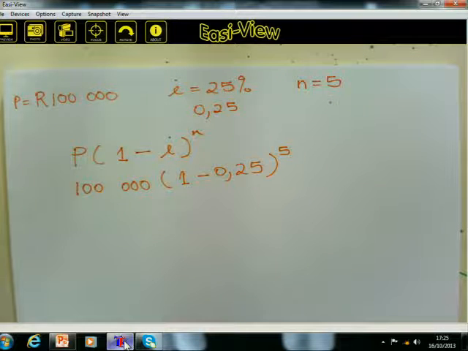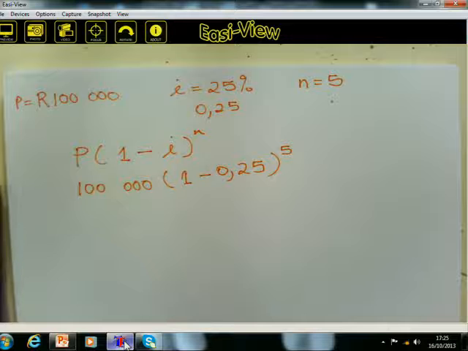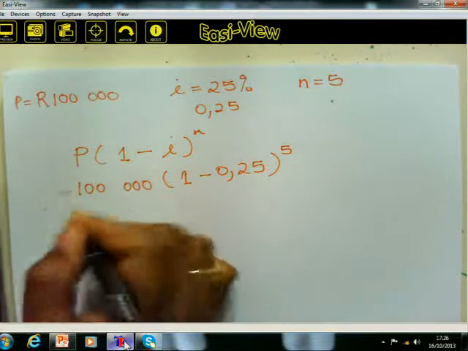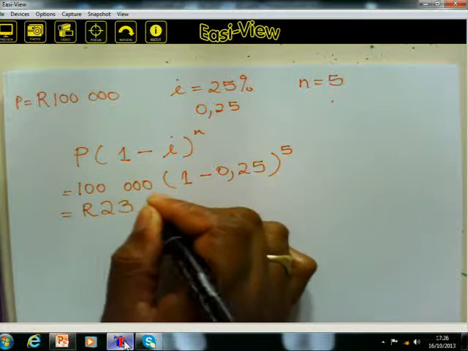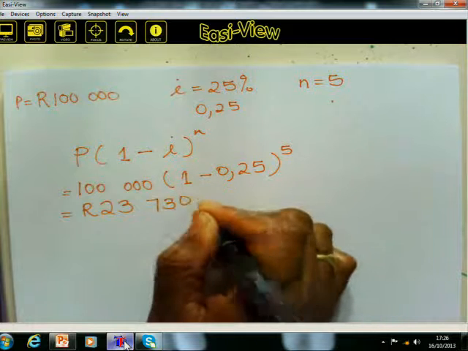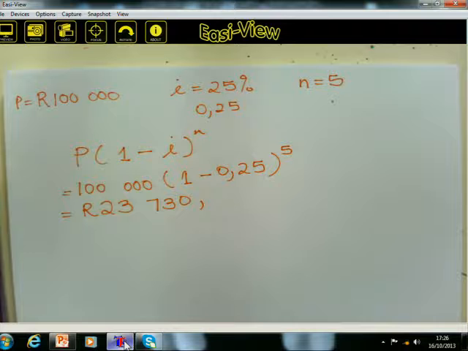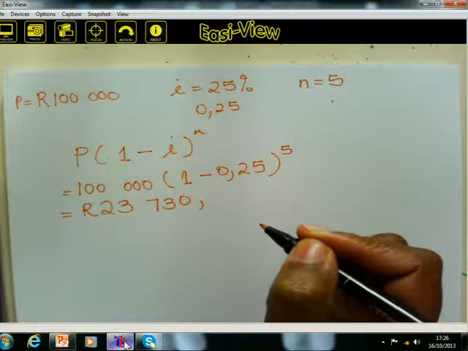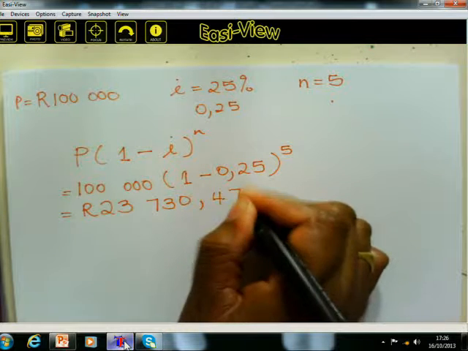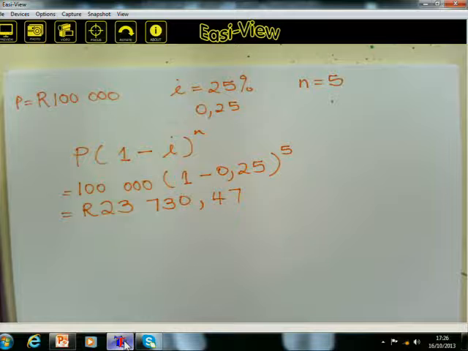Let's see how much this car is going to be worth after 5 years. 100,000 bracket 1 minus 0.25, close your brackets, to the power of 5. And then the answer there, after 5 years, he will have to sell his car for 23,730 rand 46875. To 2 decimal places is going to be 23,730.47.